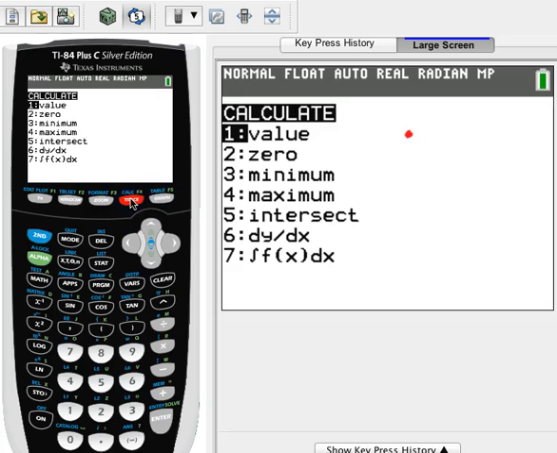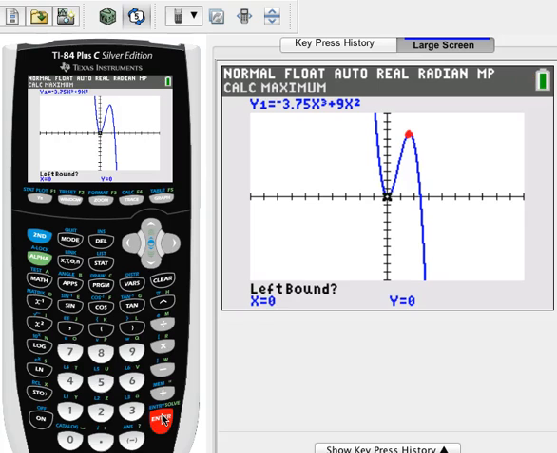So I need to calculate, so go to calc, the maximum. I need a left hand bound and a right hand bound. Right, so the maximum is at 1.6 approximately, and it leaps for a volume of 7.68.